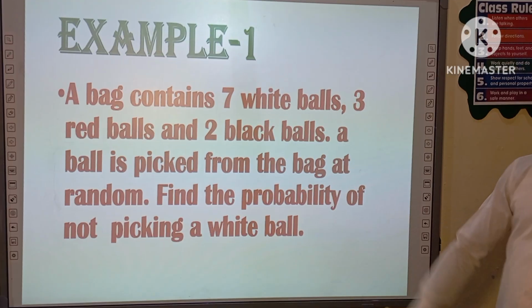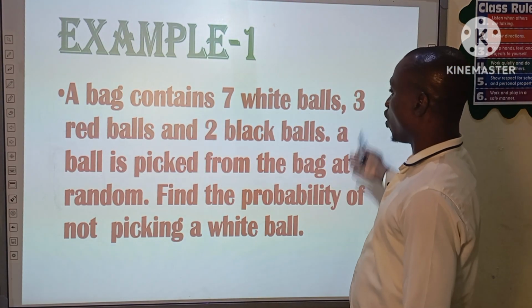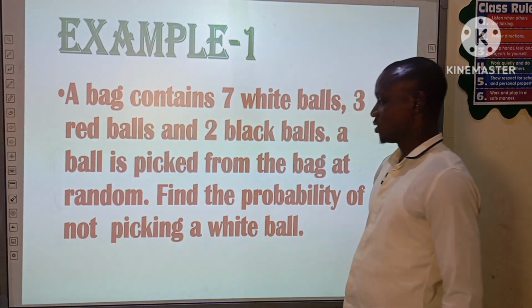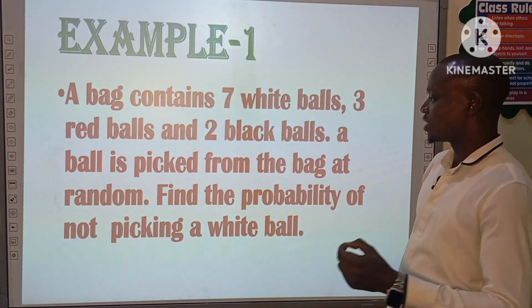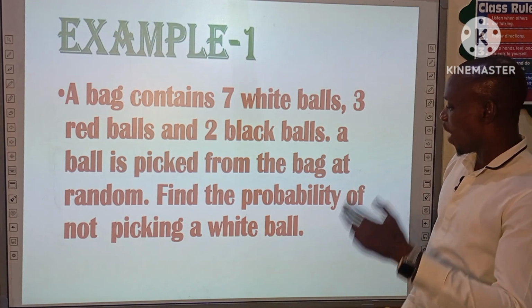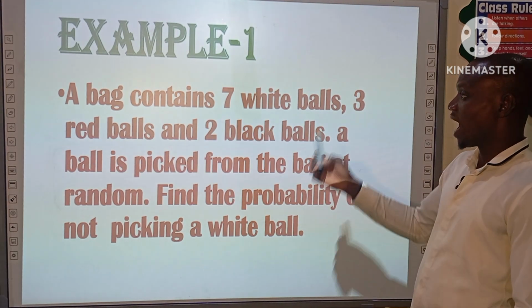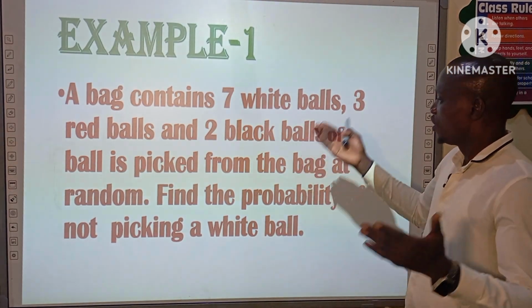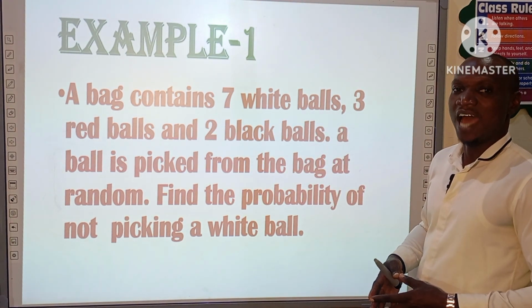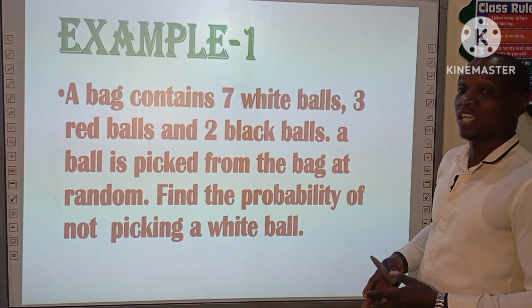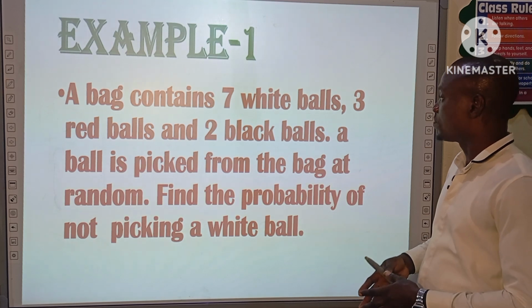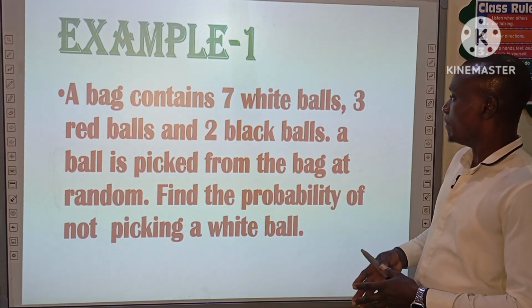So example 1. A bag contains 7 white balls, 2 red balls, and 2 black balls. A ball is picked from the bag at random. Find the probability of not picking a white ball. So we have 7 white balls, 3 red balls, and 2 black balls. From the board, our total outcome would be 12. So we have 12 balls. And we are asked to find the probability of not picking a white ball.